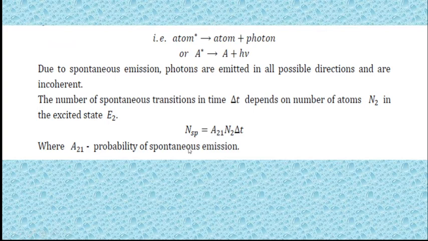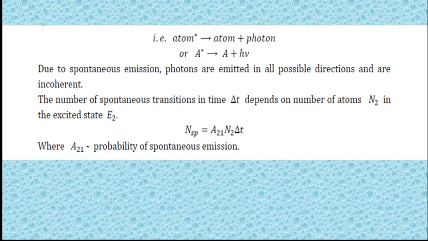A represents spontaneous, B represents stimulated. Remember it. 2-1 represents the transition from the second level to the first level, or from excited state to ground state, or from higher level to lower level. N2 represents the number of atoms in the higher energy level, and delta T represents the time during which the atoms undergo downward transitions. This is about spontaneous emission.